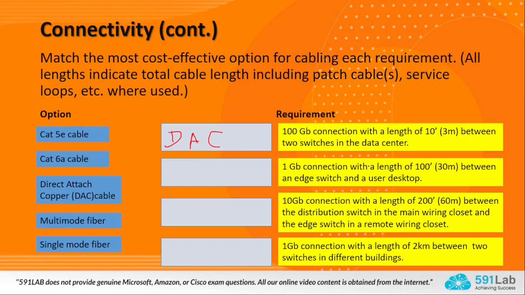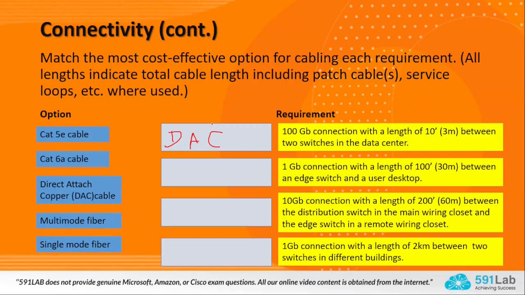1GB connection with a length of 100 feet, that is 30 meters between an edge switch and a user desktop. Okay, this is a typical user access connection. You will have a user desktop and it is connected to the normal floor level access switch. So this connection, they are talking about this 1 gig connection. So there are two options.